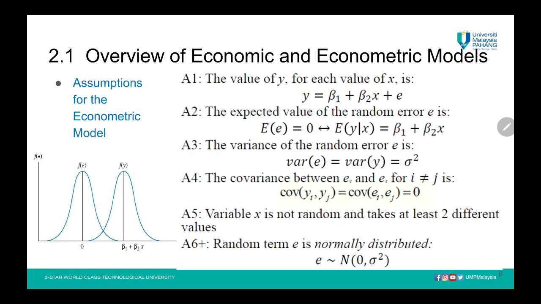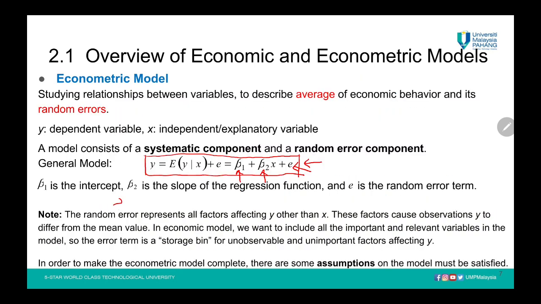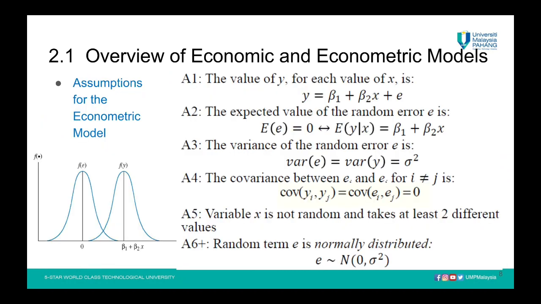Note that the random error represents all factors affecting y other than x. These factors cause observations y to differ from the mean value. In order to make the econometric model complete, there are some assumptions on the model that must be satisfied, as shown in this slide. There are 6 assumptions for the econometric model as listed here.